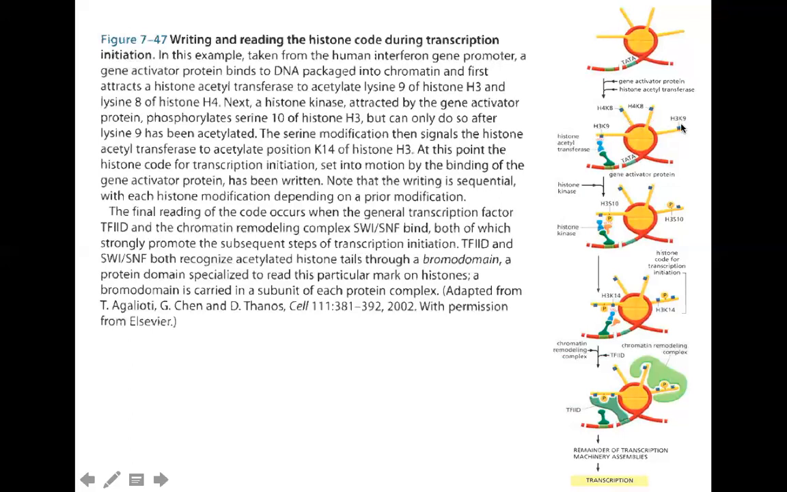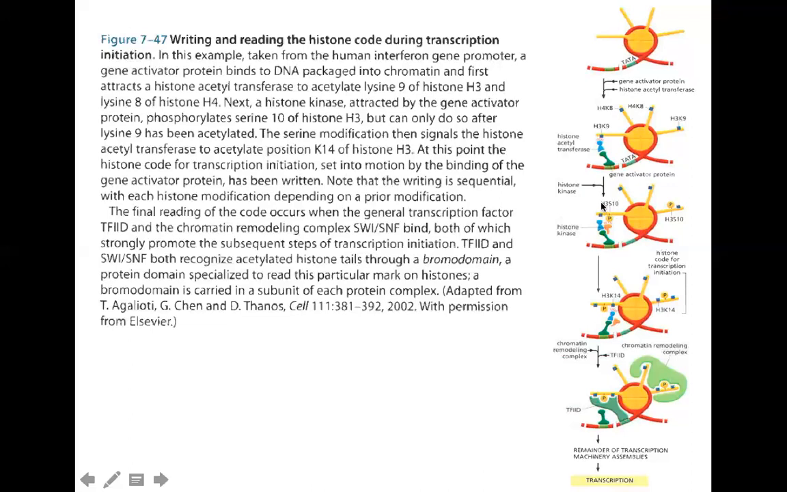So now we have 4 tails acylated: 2 H3 tails and 2 H4 tails. On H3 tails, lysine at the 9th position is acylated, and on the H4 tail, lysine on the 8th position is acylated. What happens next? This regulatory activator protein now recruits a histone kinase, and we already know that kinases phosphorylate protein molecules. Kinases are enzymes which have the ability to phosphorylate different protein molecules.